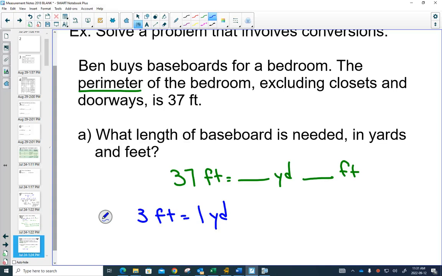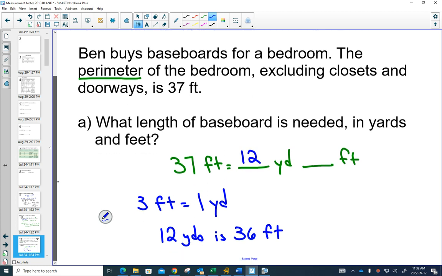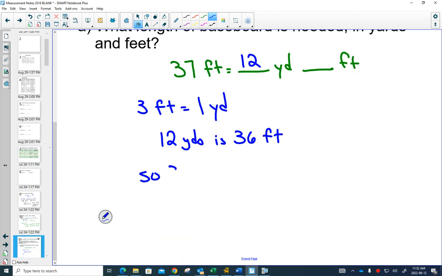And here's where mental math could come into play. Some of you are very good at mental math skills. How many full sets of yards fit into 37? 12. Right? Because 12 times 3 is 36. 13 times 3 is 39. That's too much. So sometimes you can just do this with mental math and figure out this has to be 12. If we write that out, 12 yards is 36 feet. So 37 feet is 12 yards.